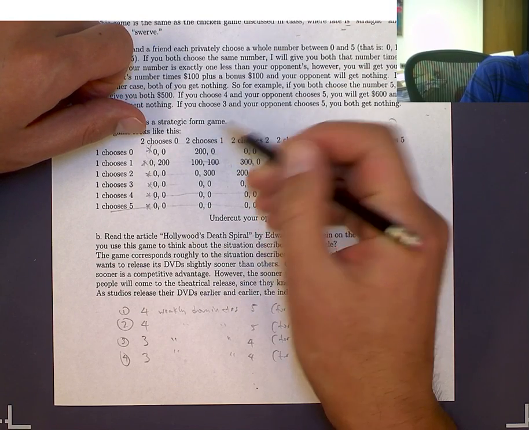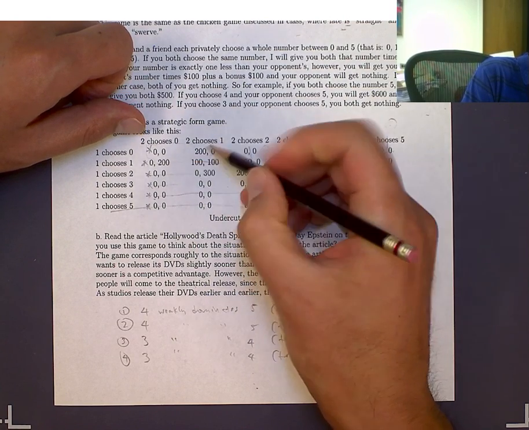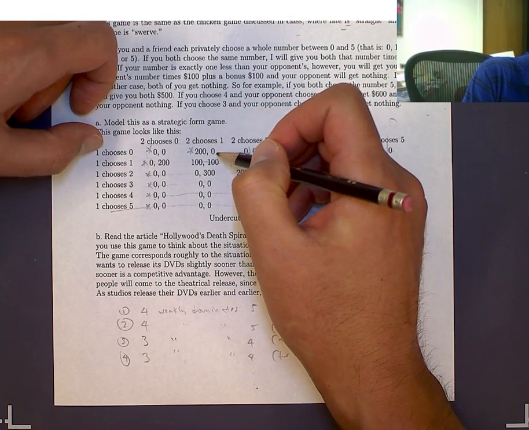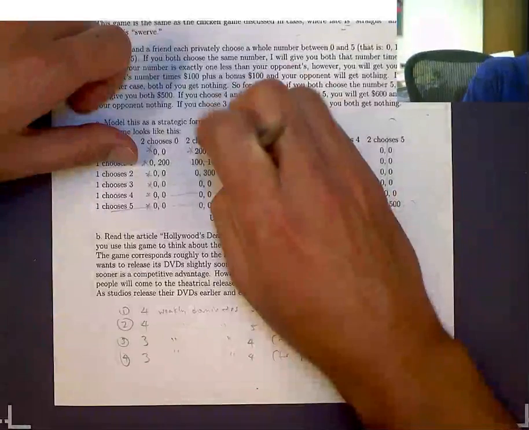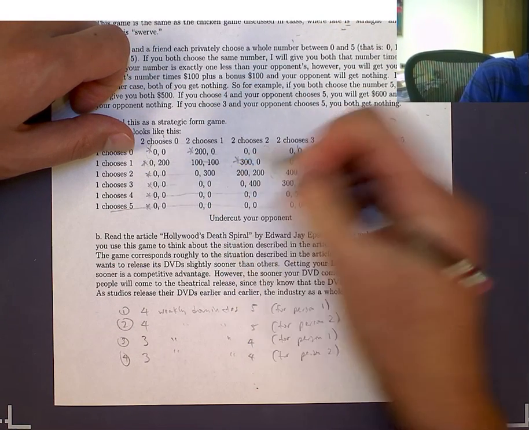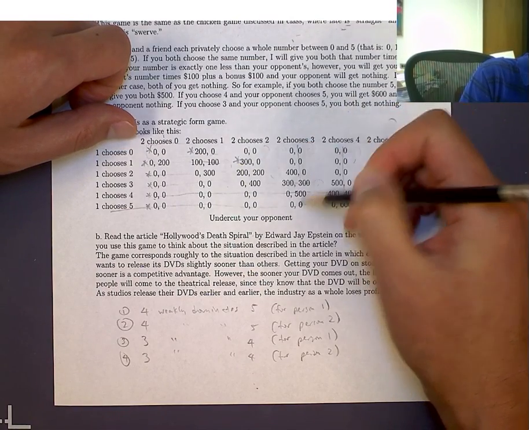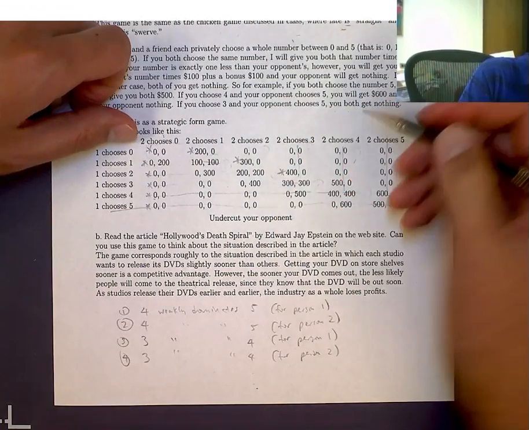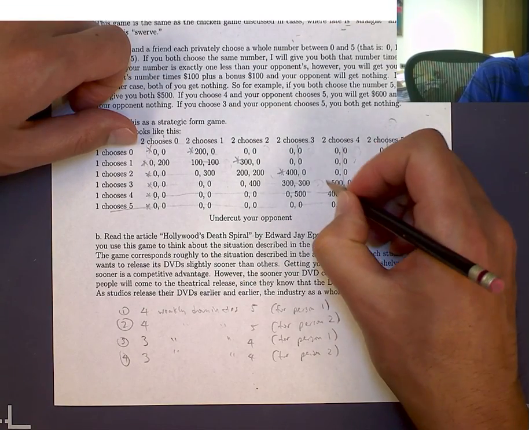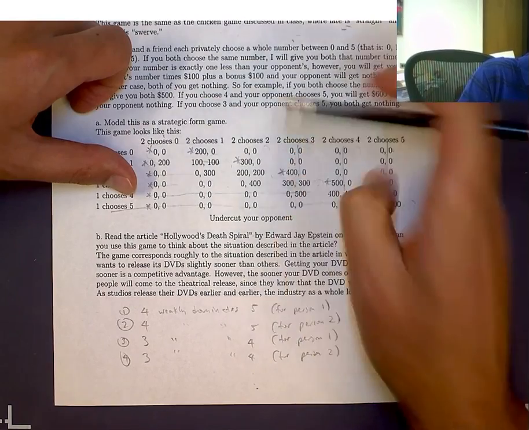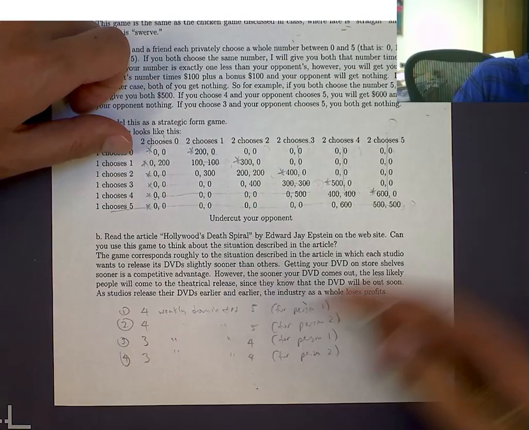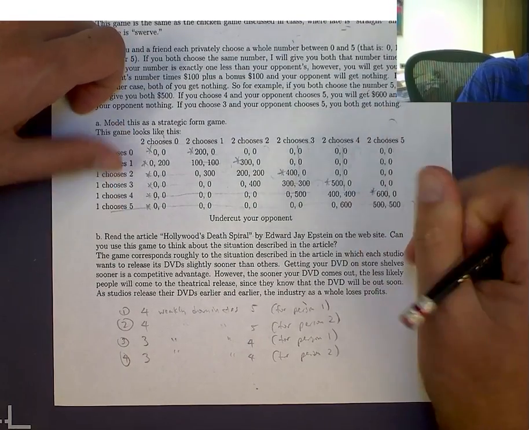If 2 chooses 1, what's the best response here? The biggest number for 1 is this 200. So if 2 chooses 1, 1's best response is to choose 0. If 2 chooses 2, what's 1's best response? The biggest number for 1 is this 300. If 2 chooses 3, what's 1's best response? The biggest number is this. If 2 chooses 4, the biggest number for 1 among these is the 500. If 2 chooses 5, 1 should choose 4. 600 is the biggest number. So what we just wrote down is 1's best response.